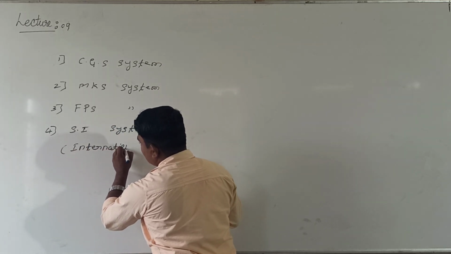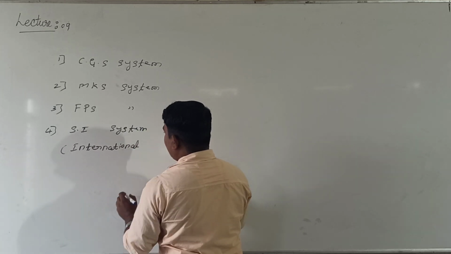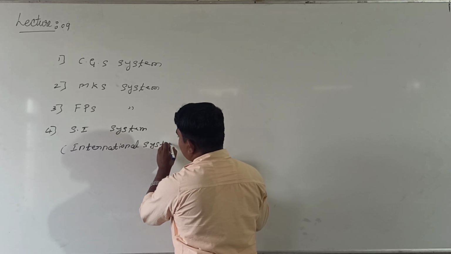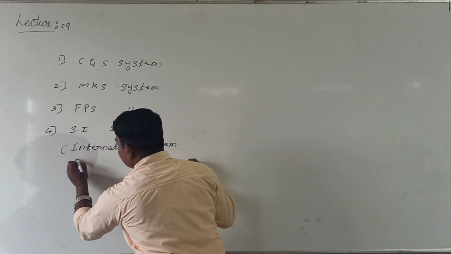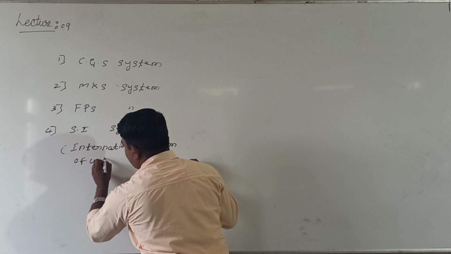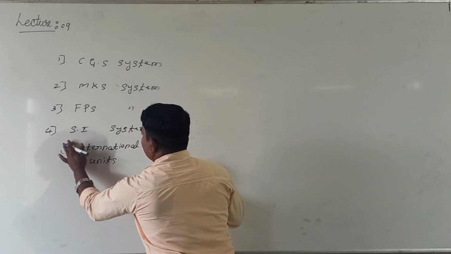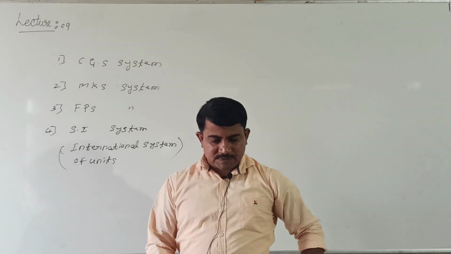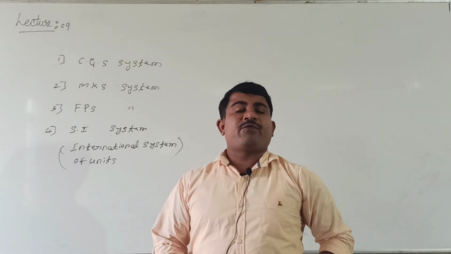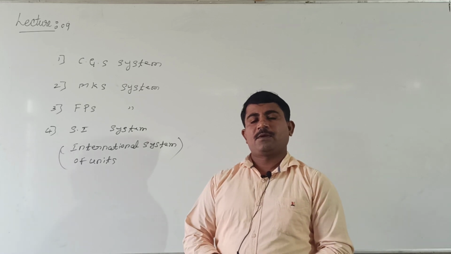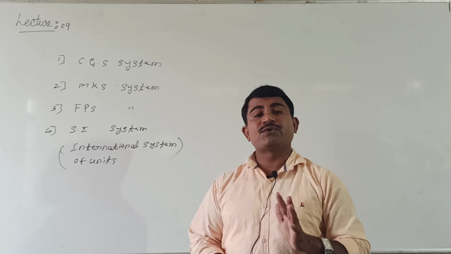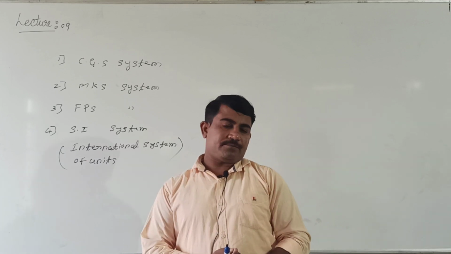International System of Units. Full form you can call. Students, in this modified form, the SI system, it consists of 7 fundamental units and 2 supplementary units.